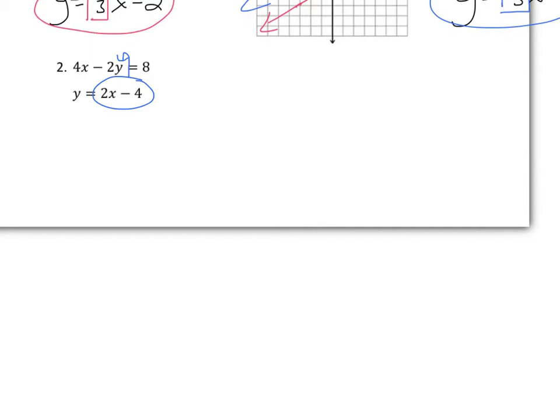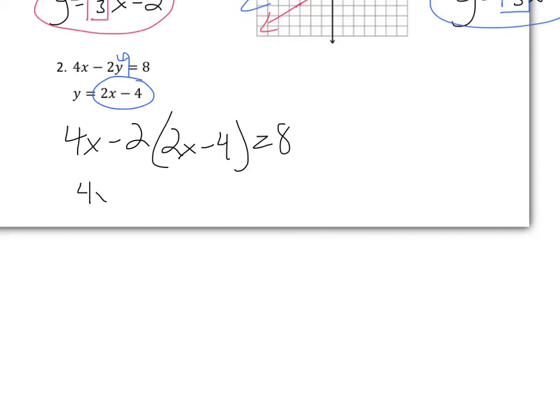Okay, remember substituting in for y means you take the y out and replace the y with 2x minus 4. Okay, replace the y with 2x minus 4. You don't just add it next to the y. So with this equation, we'll have 4x minus 2 times parentheses 2x minus 4 equals 8. Okay, now we could simplify and solve this for x.